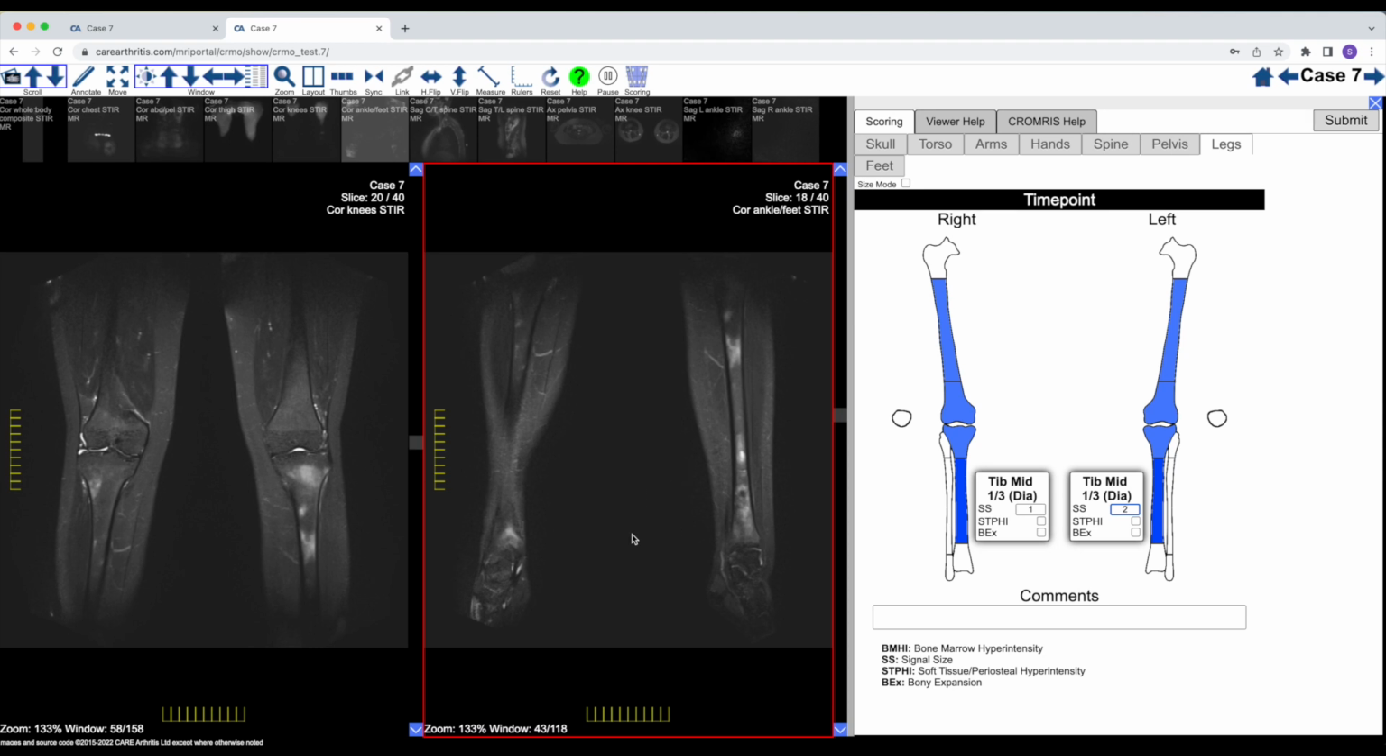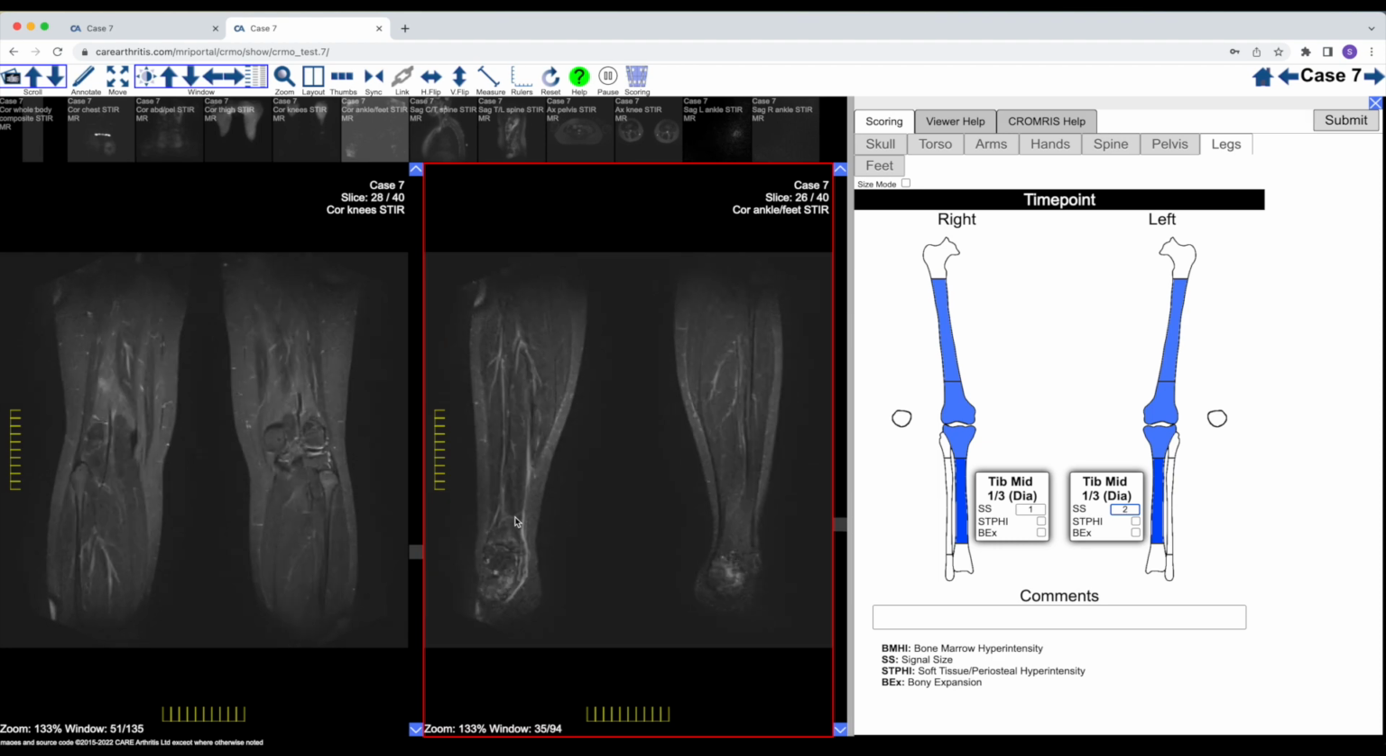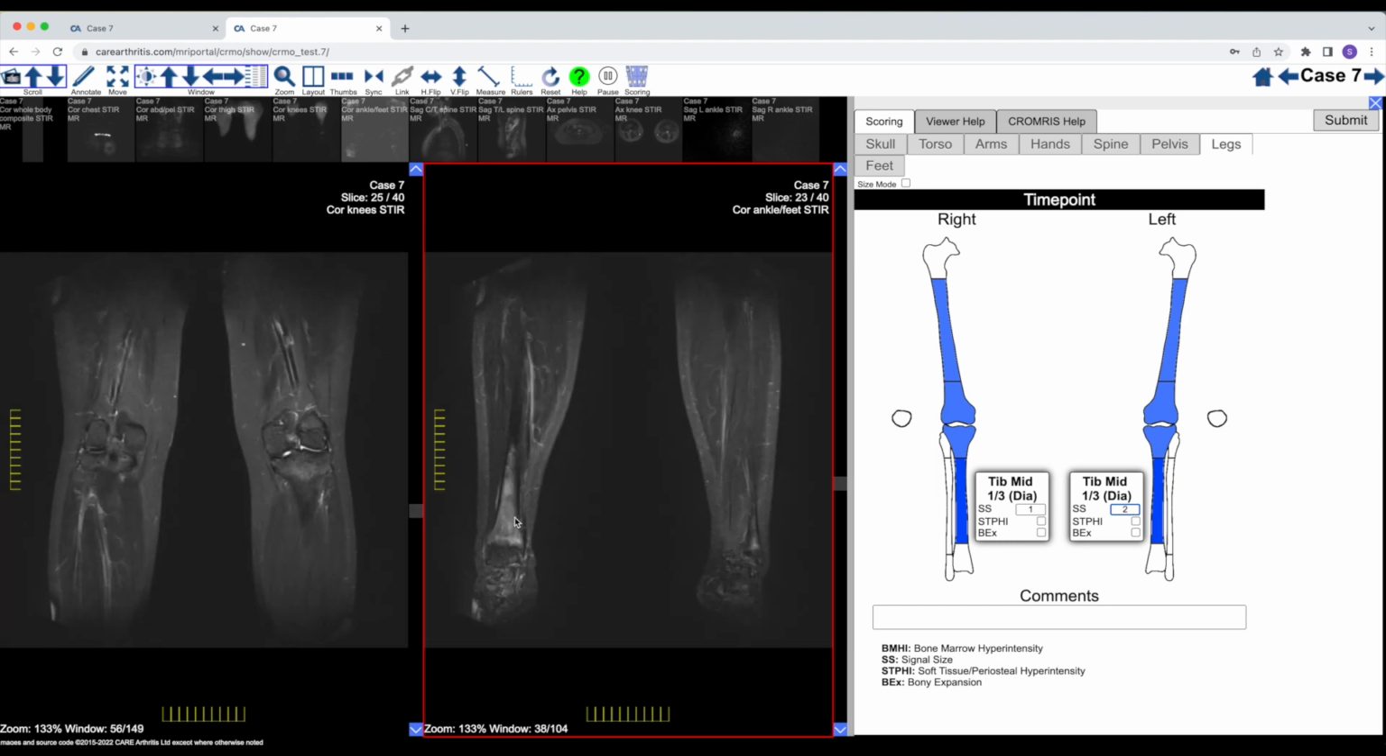Let's take a look at the distal tibias. Distal tibias seem to be pretty involved bilaterally. So I think greater than 50%, so I'm going to give that a 3. I'm going to give it a 3 on the left as well.